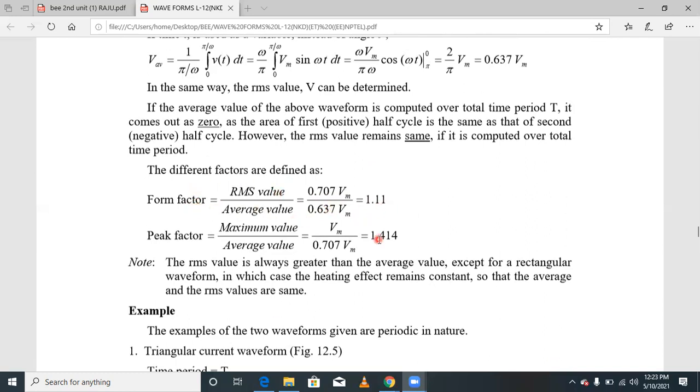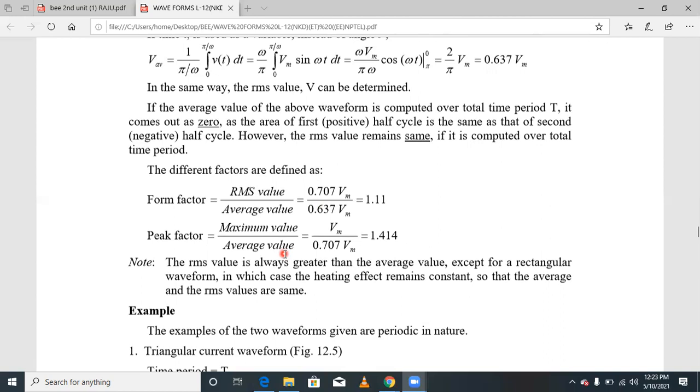Then the peak factor, also called the crest factor. I already explained the definitions. Peak factor is equal to maximum value by RMS value. The maximum value is Vm, and the RMS value is 0.707 times Vm. Then you will get 1.414.